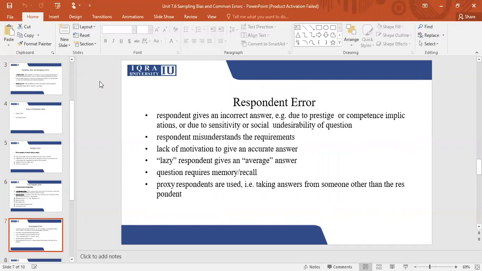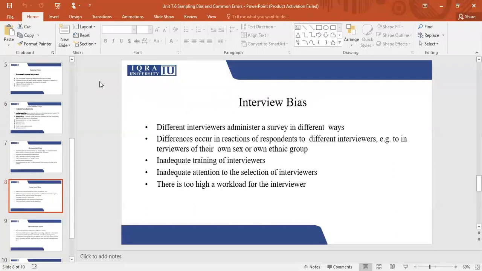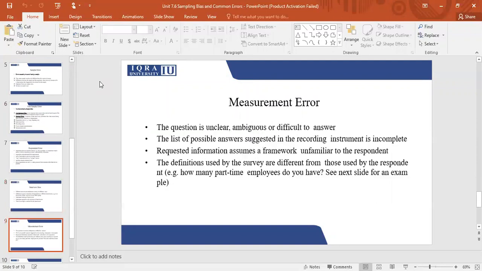Maybe they are lazy, maybe they are not motivated, maybe they are unable to recall what they are saying. Then we have interview bias as well. For example, if you're taking the interview, you are leading the questions, you have an influence on the other person. Maybe the other person has a lot of workload, or you have a lot of workload, so you are unable to give proper attention to the interview and the conversation that you're having with them.